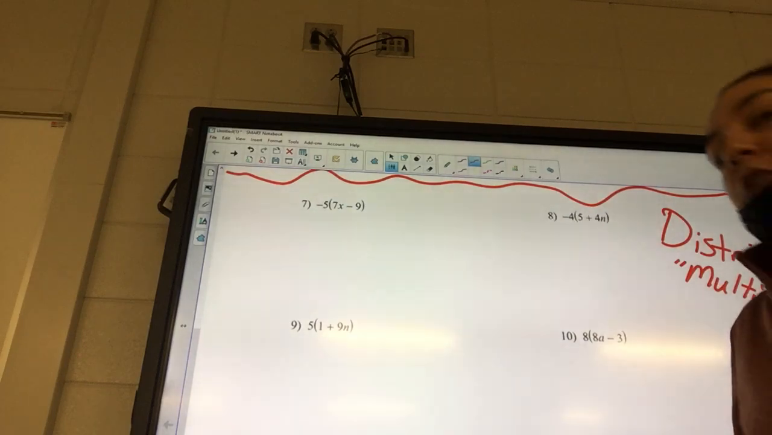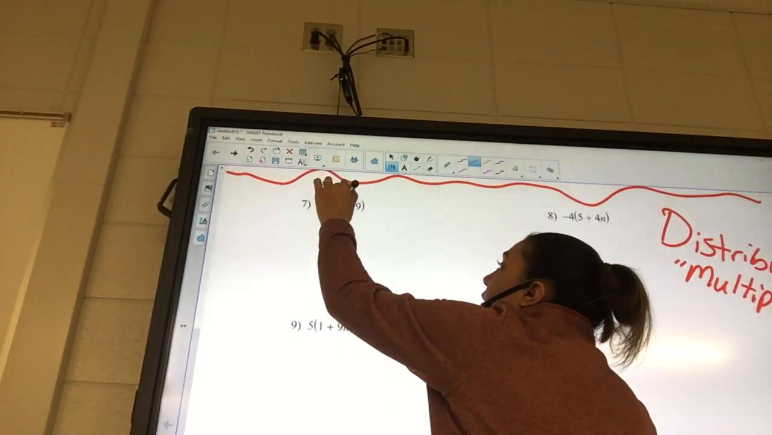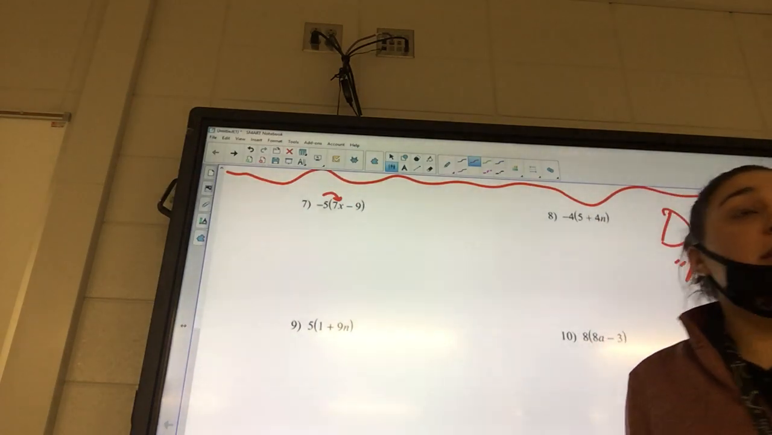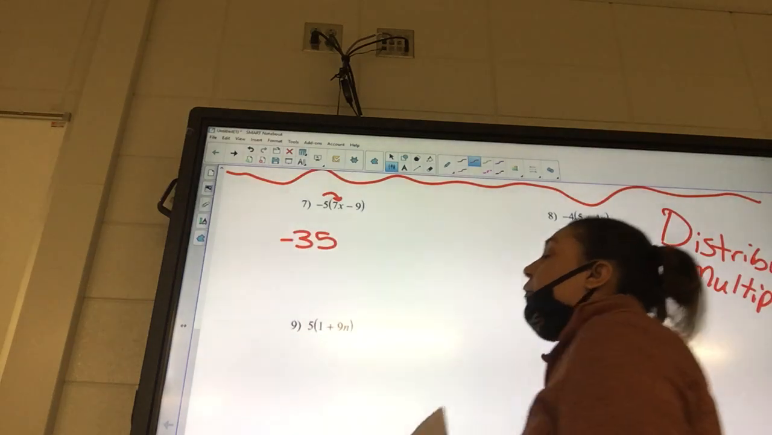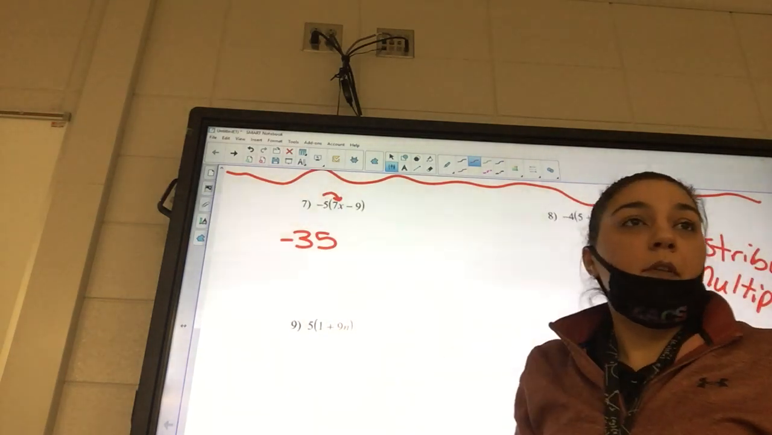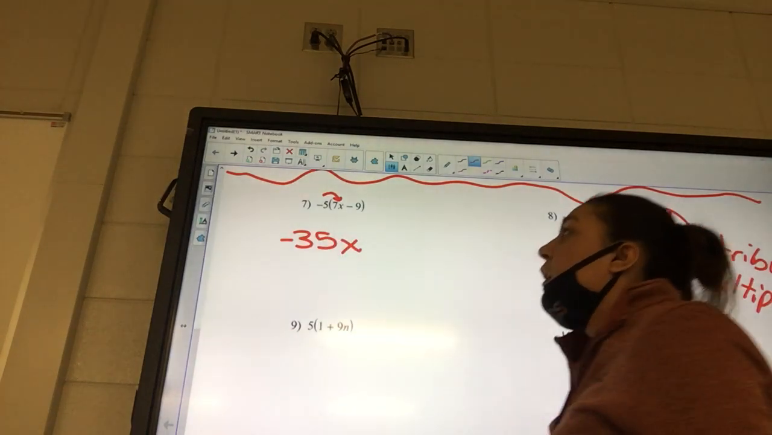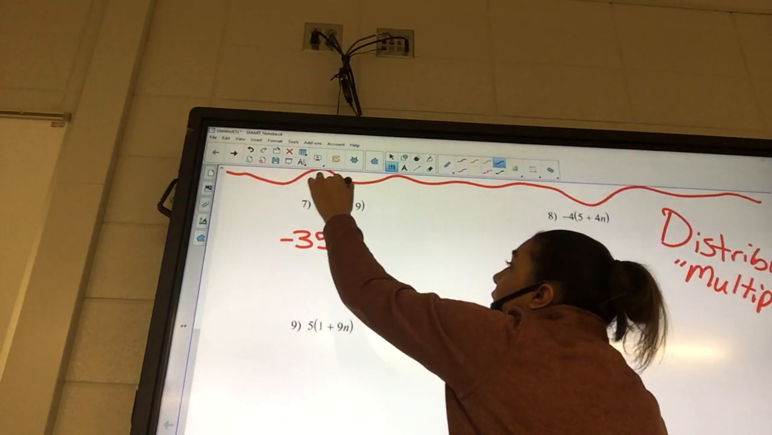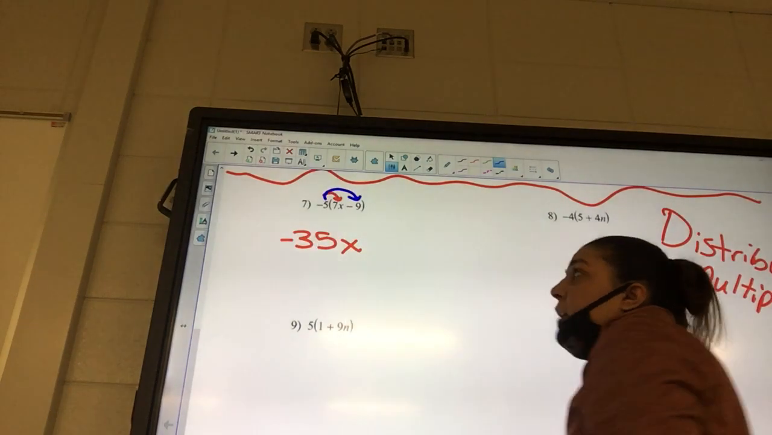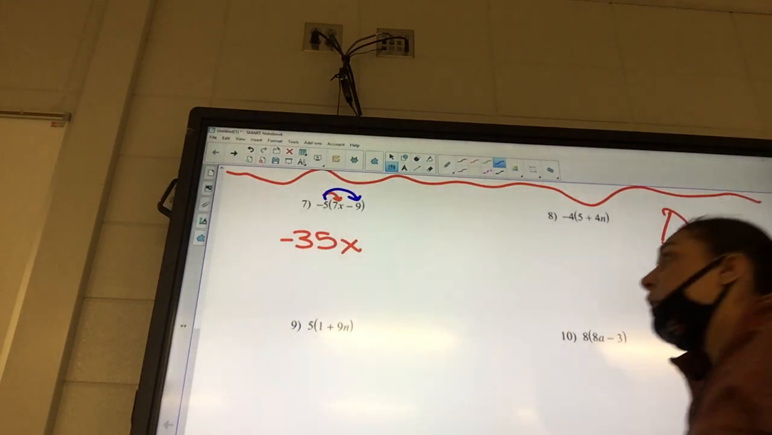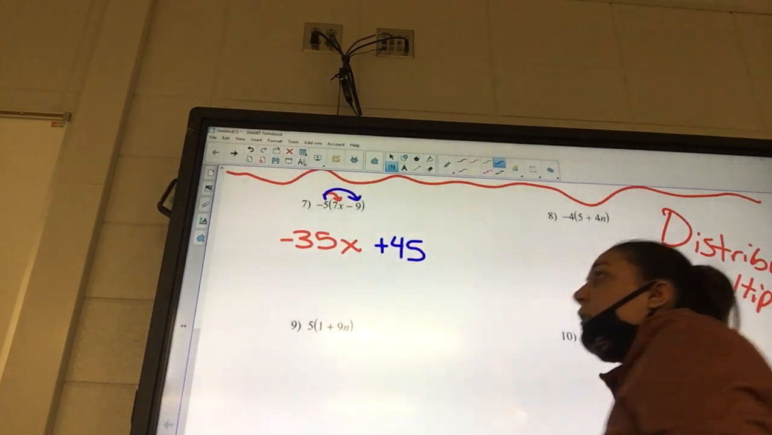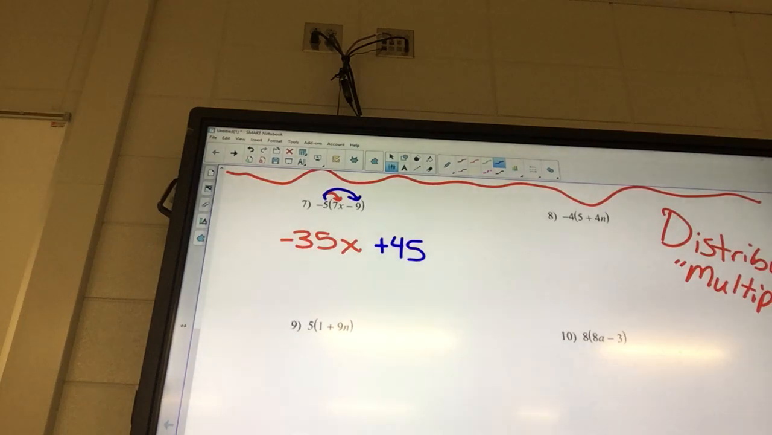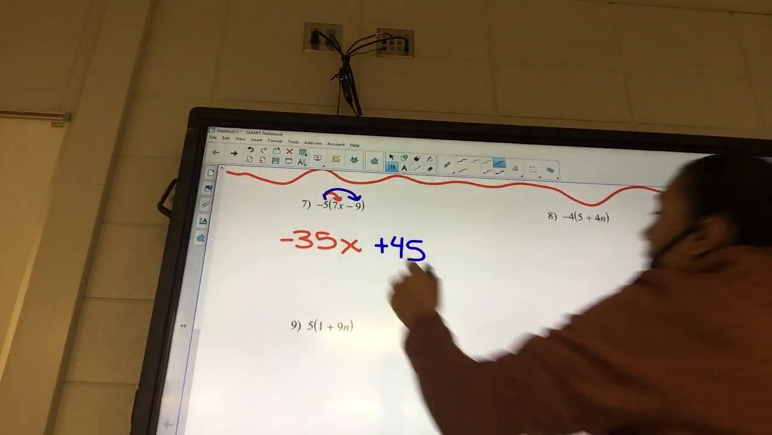Okay, so here's what you need to do. You're going to say this first. So negative 5 times 7 is negative 35. And how many x's from here to here do we have? 1. So you're going to put x. Okay, and then you go this one times this one. So negative 5 times negative 9 is plus 45. How many x's from here to here? None. So we don't write any x's down. And so this is your answer. You're just multiplying.